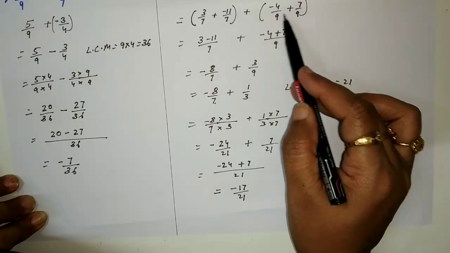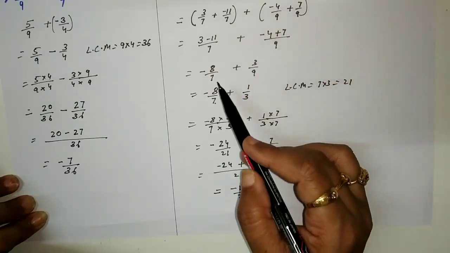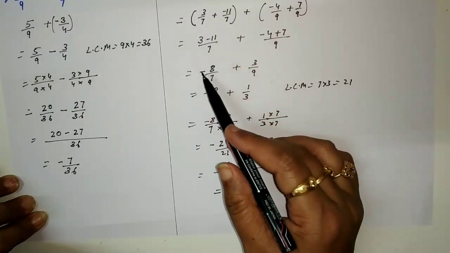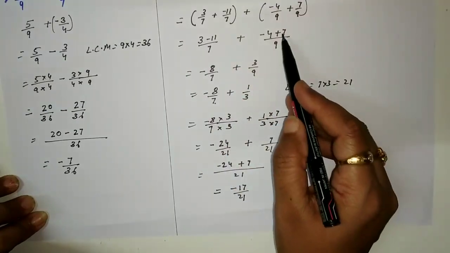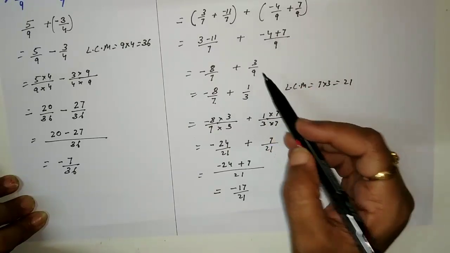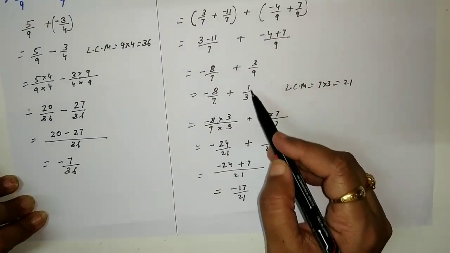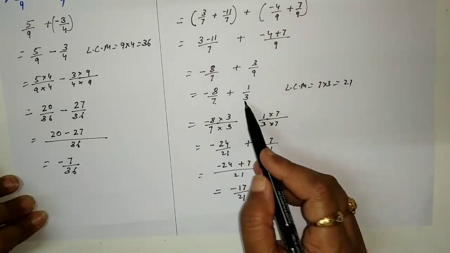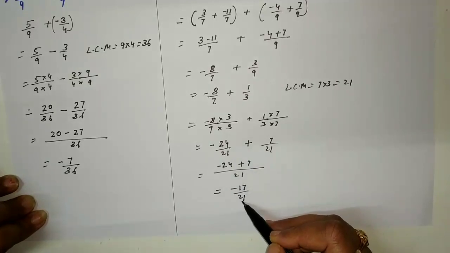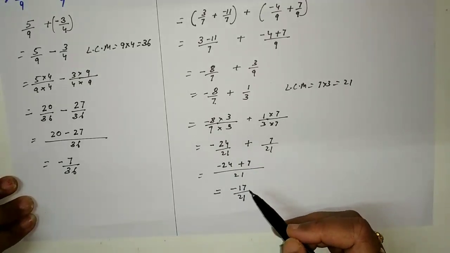7 and 7, 9 and 9 are put together. Then we have 1 positive, 1 negative: bigger number sign and subtracted. Cancel to the lowest term. And for 7 and 3, take the LCM, write the equivalent fractions, add, and bring the number.